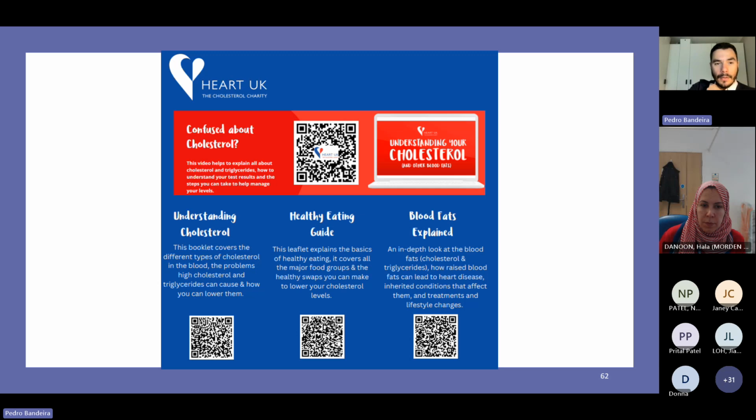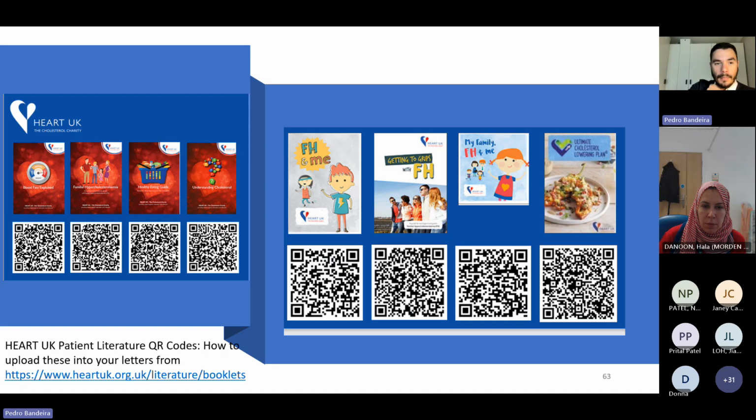Okay, some Heart UK references here for patient information leaflets, which might be useful if you're interested. About cholesterol, to understand cholesterol, about diet. So I've put all the QR codes there.